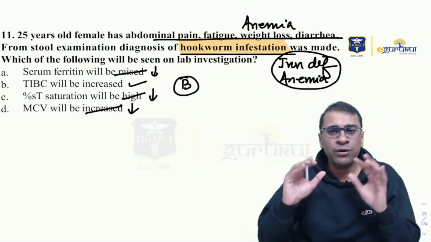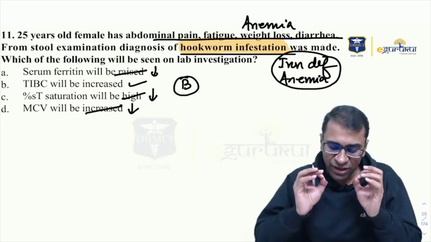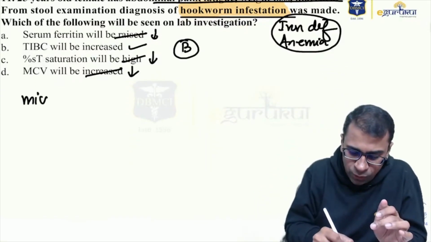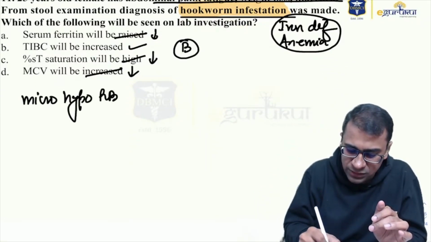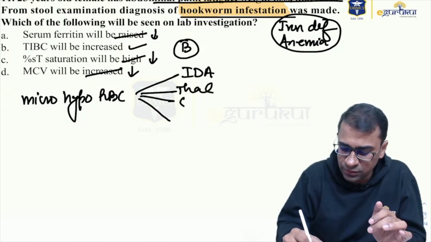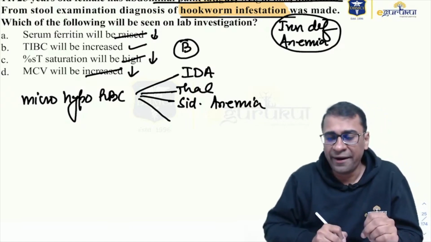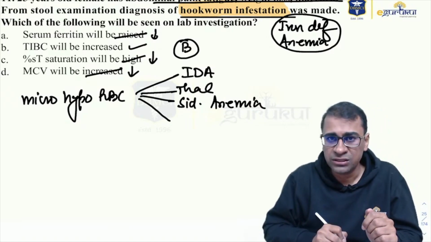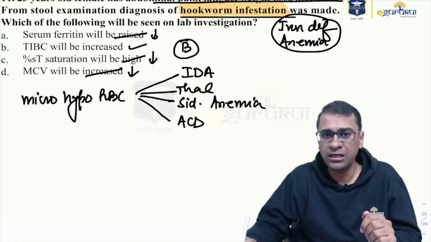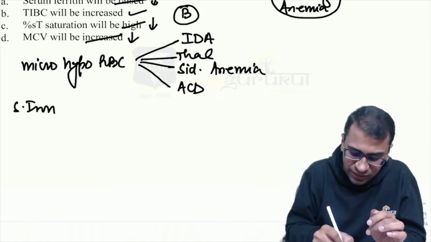So we'll try to understand a few scenarios based on the RBC morphology. If ever you see a case of microcytic hypochromic RBCs, please understand one thing: think about iron deficiency anemia, thalassemia, sideroblastic anemia, and anemia of chronic disease. Differentiate them by doing serum iron studies.